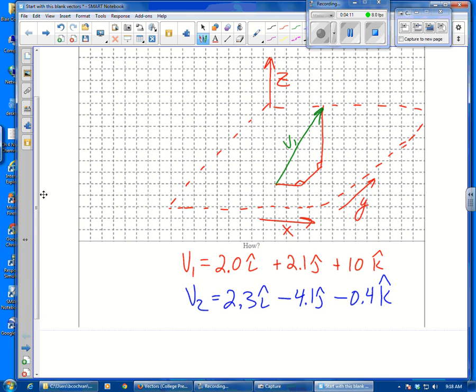That vector, if I draw it, I've got 2.3 in the x direction. Then I have to go negative 4.1 in the j, so I go back 4.1 this way, and then down 0.4. So it'd be like that. And my v2 vector looks like that. So it goes underneath my plane here.